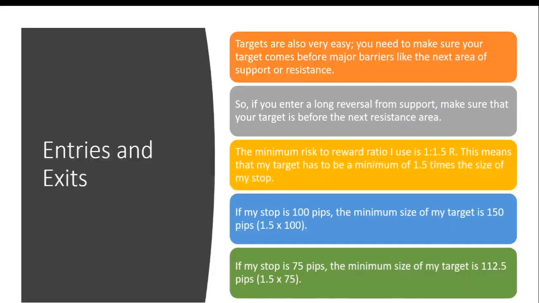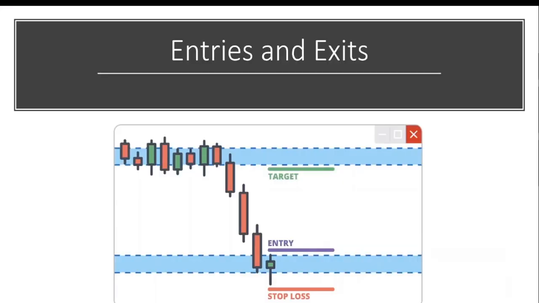Because targets are also very easy. You need to make sure your target comes before major barriers like the next area of support and resistance. So if you enter a long reversal from support, make sure your target is before the next resistance level. But then you have to apply it, because once you have all this set up, you then have to drop it into your risk reward ratios to determine whether you can afford to make that trade. So it's very easy to set up your target point, your entry point, your stop loss point.